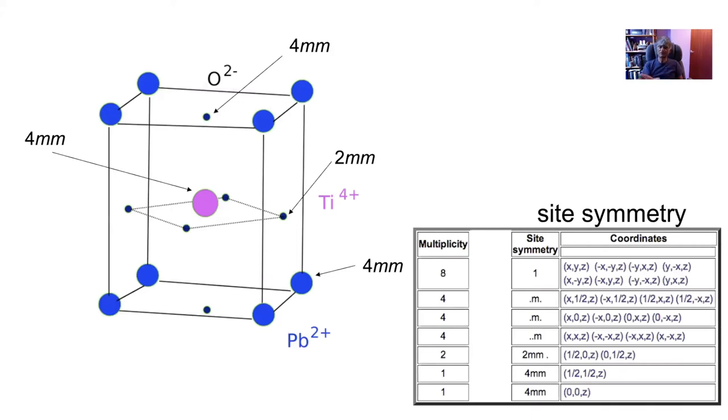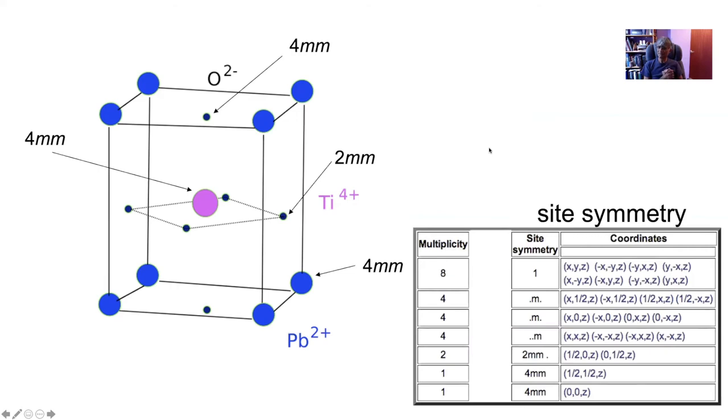Now, this is just a summary, once again, of everything we've done. So the oxygen atoms here have a point symmetry which is 2mm. So there's only two of those. They are at the face centers, the vertical face centers. So they are shared between two cells. The oxygen atom here has a point group symmetry 4mm, and therefore it is different. It has a different point symmetry to these oxygen atoms. These are also at 4mm, and so is the titanium atom.